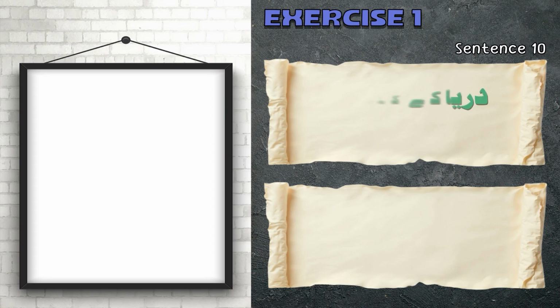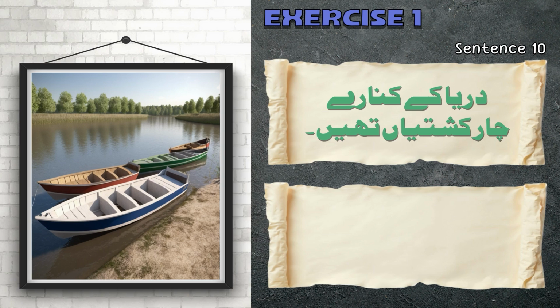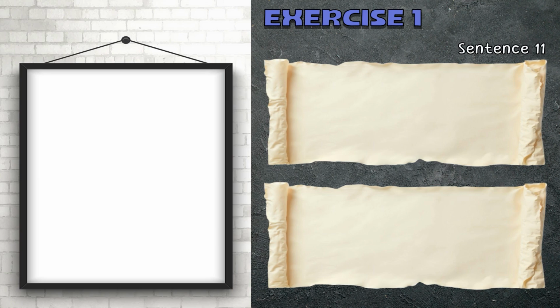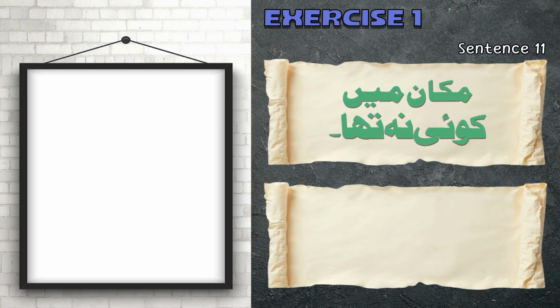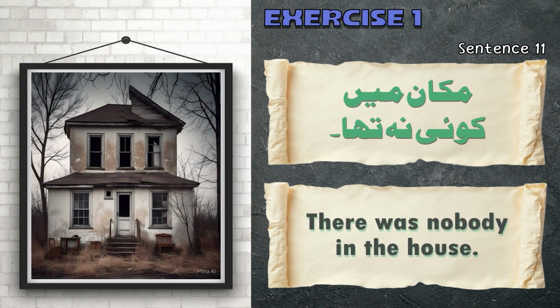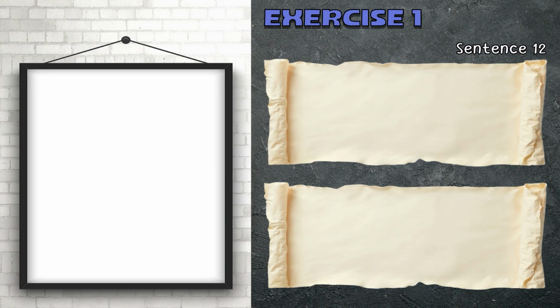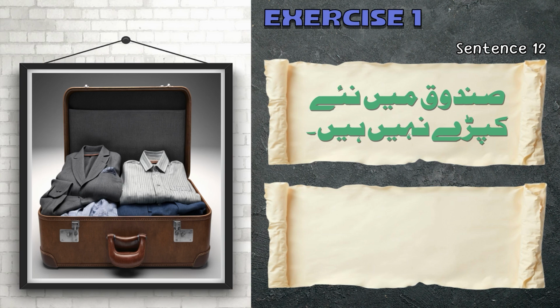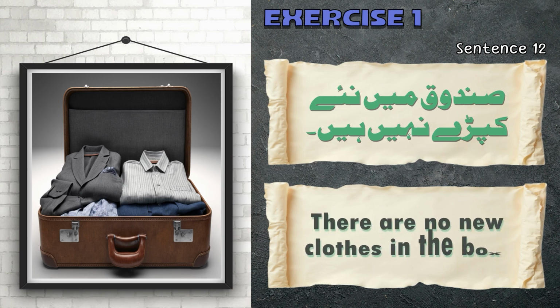Sentence 10. दरिया के किनारे 4 कश्तियां थीं. There were 4 boats on the bank of the river. Sentence 11. मकान में कोई ना था. There was nobody in the house. Sentence 12. संदूक में नए कपड़े नहीं हैं. There are no new clothes in the box.